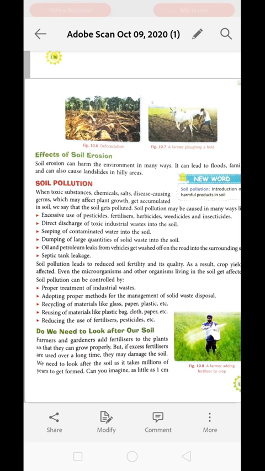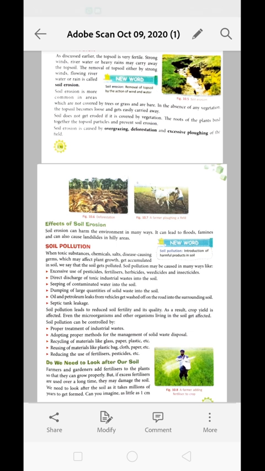Next is reducing the use of fertilizer and pesticide. We should only use that amount of fertilizer or pesticide which is needed by the plant, not in excessive amounts. Clear? Now, do we need to look after our soil? Yes, it is very essential. We should obviously look after our soil, because soil is the place where plants grow, where food is produced, where we live, where the underground water is present. So we need to look after it very properly.